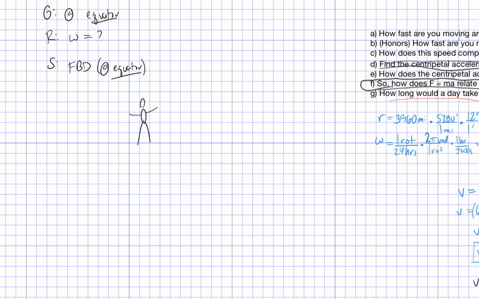You're kind of standing there. Here's you. Okay, and let's see. So the radial direction in this case is coming out of your head, right? That's the radial direction because that's away from the center of the Earth. The tangential direction is to the left or the right or whatever it might be.